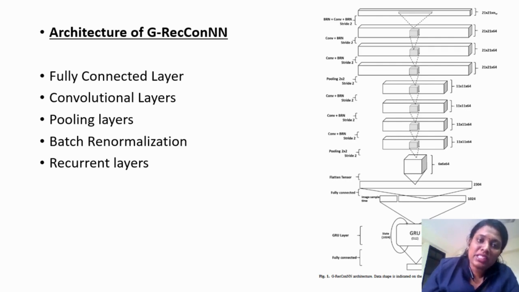The recurrent layer is used for identifying the sequential patterns from these image series. Here we are using the disease image series. Based on analyzing the sequential pattern, we can predict what comes next. For that purpose, we are using recurrent layers. Here we are using the gated recurrent unit as our recurrent layer architecture.